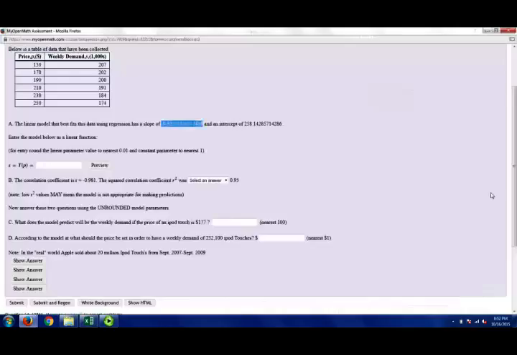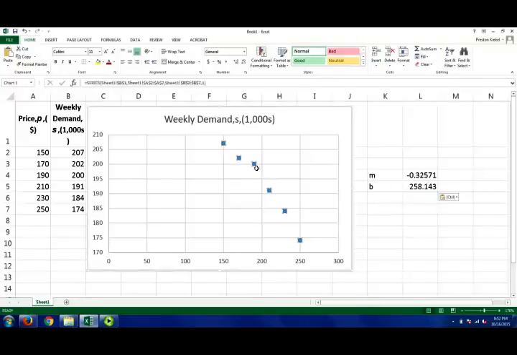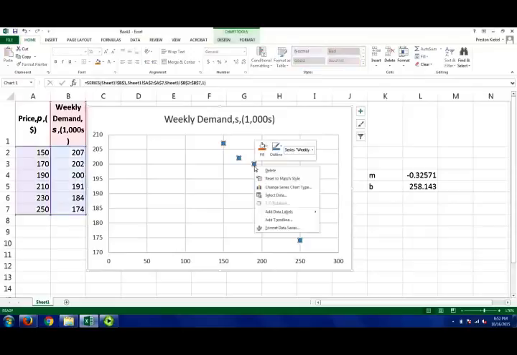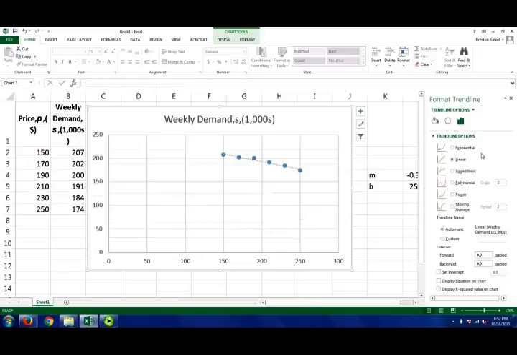That's the slope. It's got an intercept of 258.14. I'm going to copy that. Come over here, and B is what I'll call that, and I'll paste it there. Now, if I wanted to get this from Excel, I can do that really easily. Just click on one of the dots, right-click, where it says Add Trend Line. Click on it, and it gives me many options for trend lines.